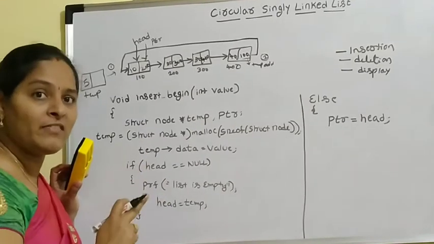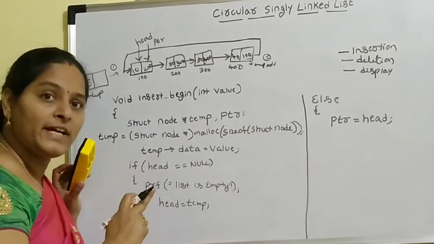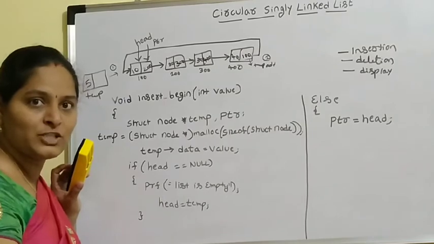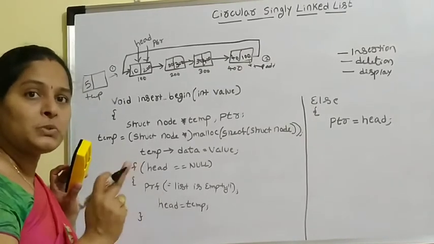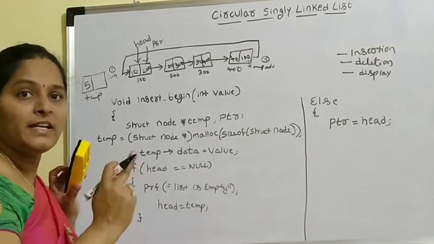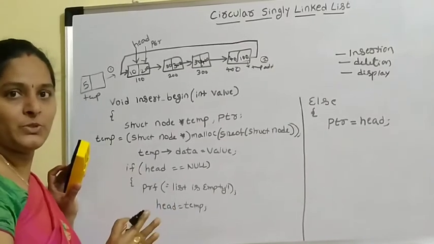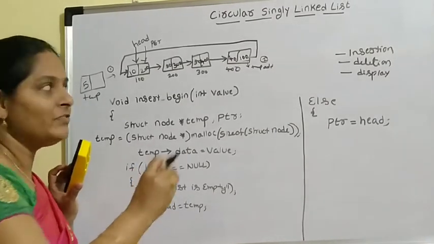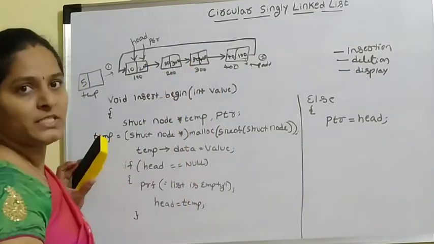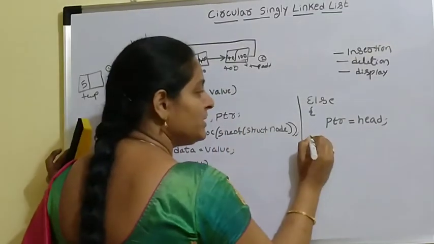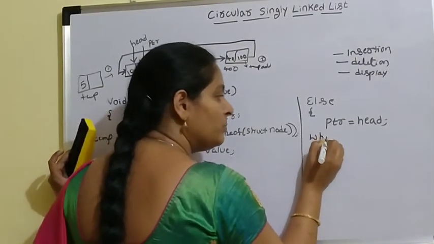Which node has the first node's head address in its next field? Which node has the head address in the next field, that node is the last node. So using this concept, we need to find the last node in the list. For finding the last node, here I am writing a while loop.